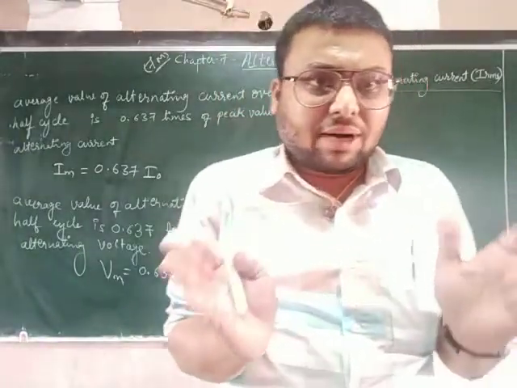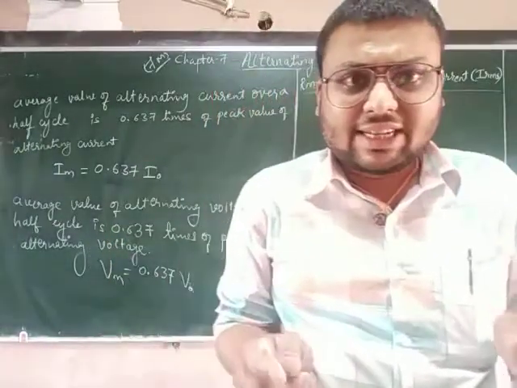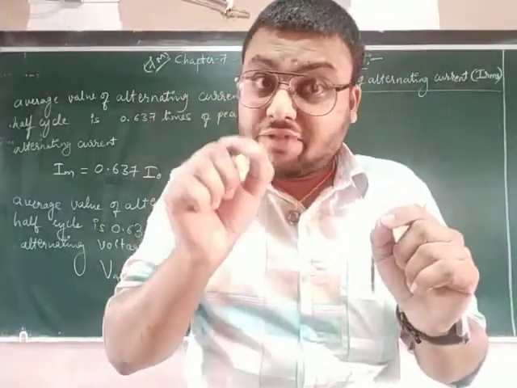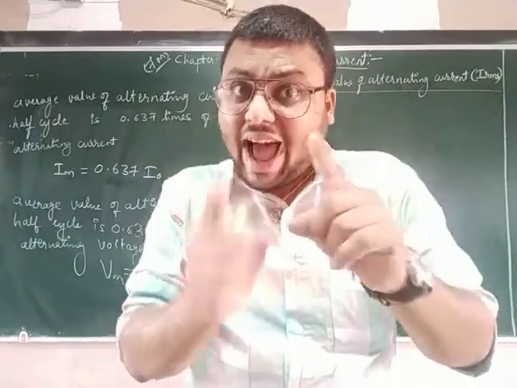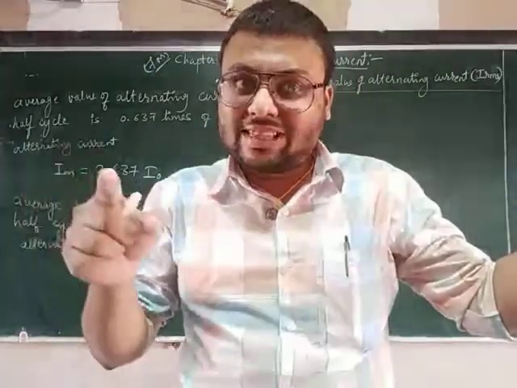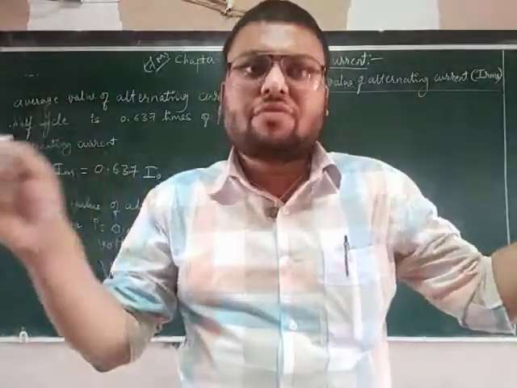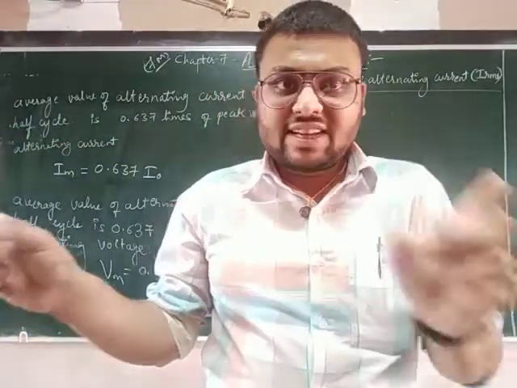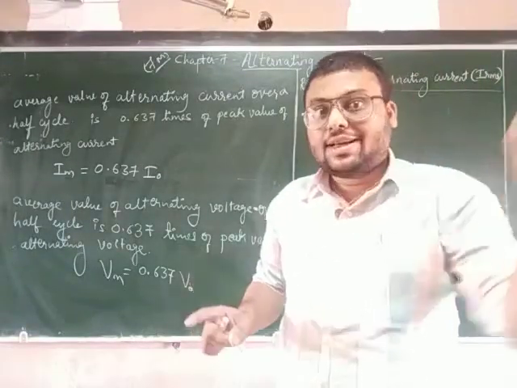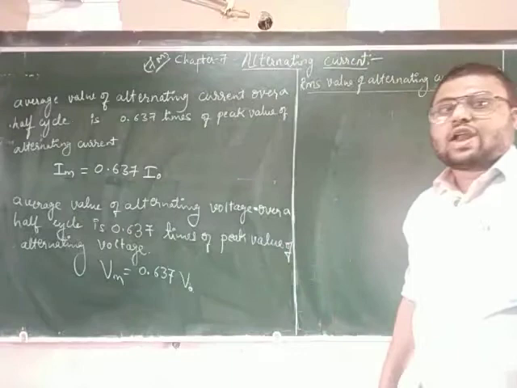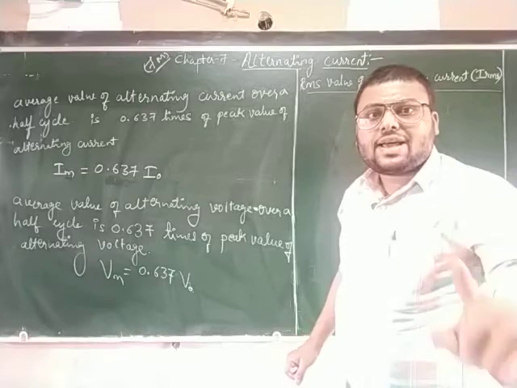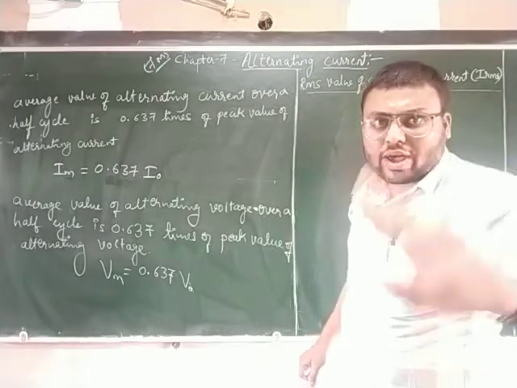RMS value of alternating current is nothing but the direct current which, flowing through the resistor for a given interval of time, will produce the same heat as that of an alternating current flowing through the same resistor. The DC current which produces the same heat as that of alternating current is called the RMS value of alternating current. The long form of RMS is root mean square value. Root mean square value. Okay.